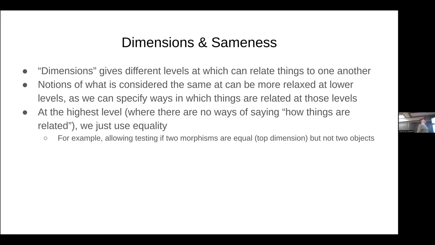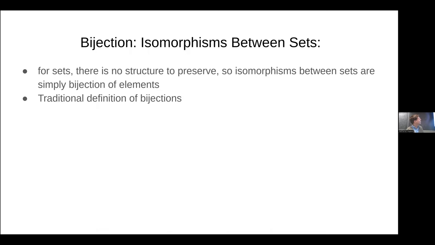So what she's doing, as I understand it, a lot of the notion here is, look, what you consider the same can be relaxed at lower levels because you have ways of relating things. You have morphisms between objects. It's a lower level. But at our top level here, it's morphisms, so we're fine using equality. We don't have any choice. And something I don't fully grok is that for categories there's equivalence of categories, and it's not isomorphism. It goes beyond isomorphism because you have this extra level of dimension.